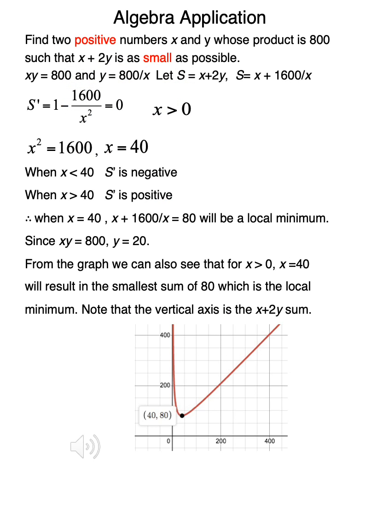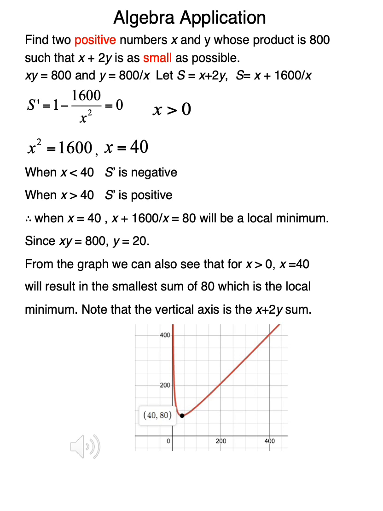This is an example from algebra where we can use the first derivative test. So in this problem, we're looking for two positive numbers, x and y. We want their product to equal 800, but what we're trying to do is find two such numbers such that the sum of x plus 2y is as small as possible. So in this problem, just like in the previous one, what we really want to do is get a formula or a function for the sum in terms of one variable.